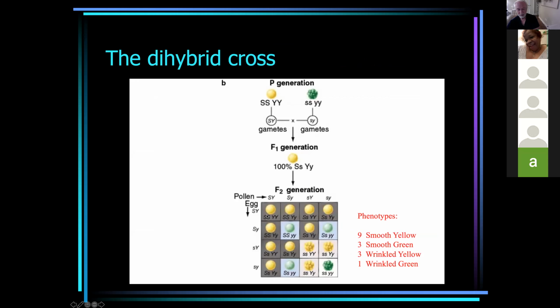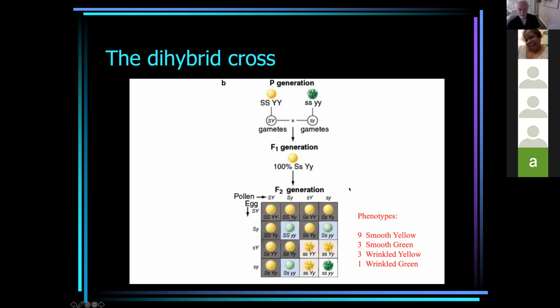And again, you end up with this Punnett square, which helps you to visualize. First of all, it helps you to get all the genotypes right, and you can interpret from the genotypes what the phenotypes would be. And so you can see that you get 9 smooth yellows. You can count them, 1, 2, 3, 4, 5, 6, 7, 8, 9, and 3 smooth greens. Here's 1, 2, 3, 3 wrinkled yellow, here 1, 2, 3, and only 1 wrinkled green.